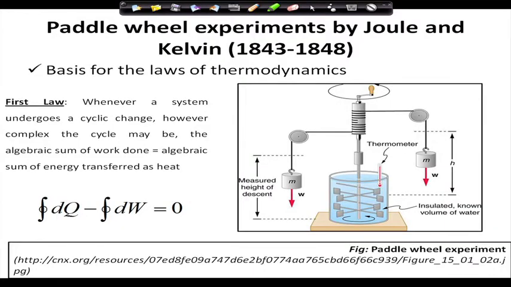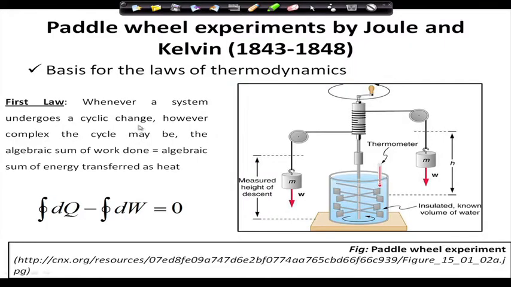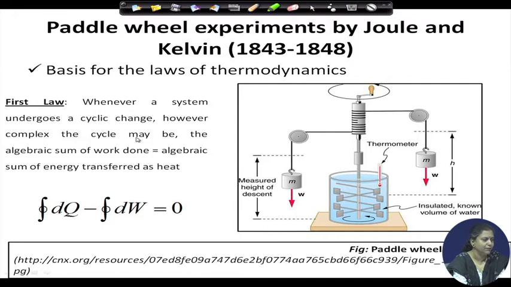Well, they performed a series of irreversible experiments, because as we have already discussed, it is not possible to obtain reversible processes or reversible cyclic processes in practice. So, what did they find? They found out that whenever a system was undergoing a cyclic change, however complex the cycle may be, the cyclic integral of dQ was always proportional to the cyclic integral of dW, where the constant of proportionality was 1 in SI units, as a result of which the first law can be mathematically expressed as this particular expression.